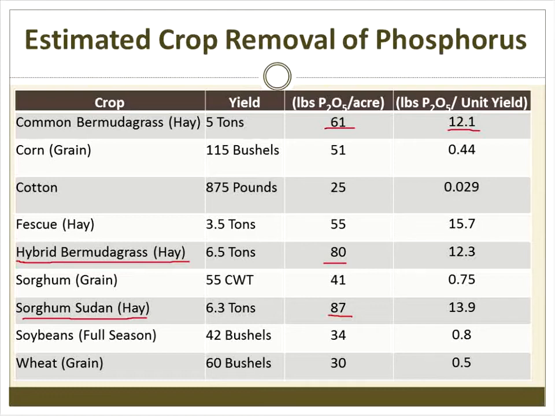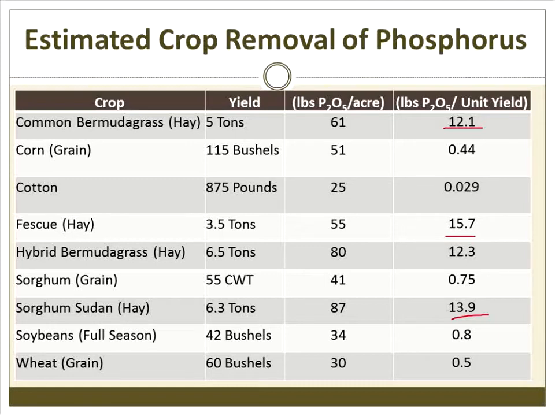The take-home message from this particular slide is that not all crops have the same phosphorus removal per unit of yield. And so let me pick some that are all tons. So here, phosphorus removal per ton of yield. All right. So in that particular case, fescue has the highest removal rate per ton of yield.